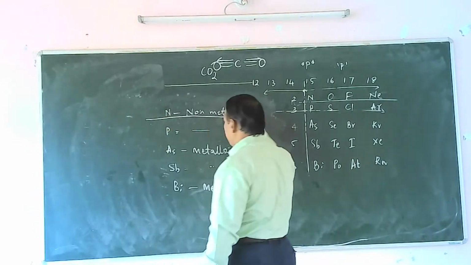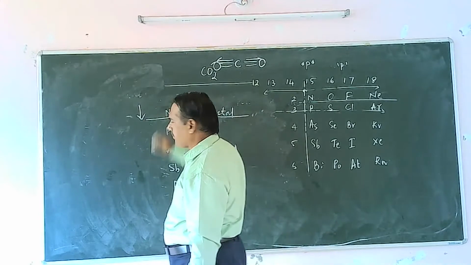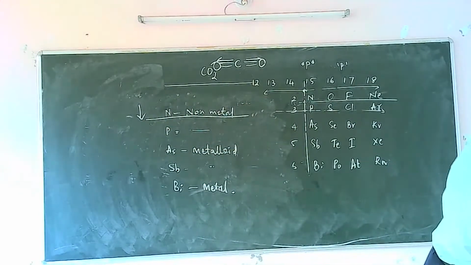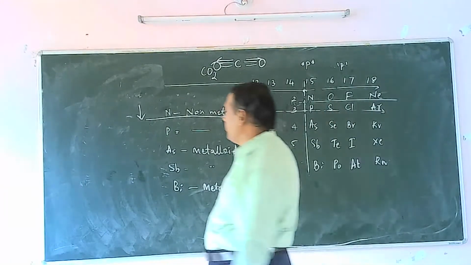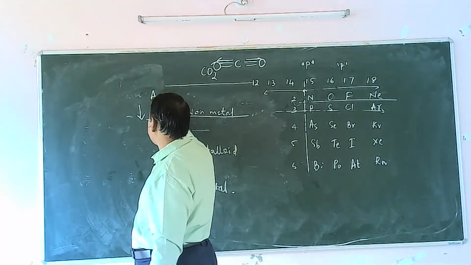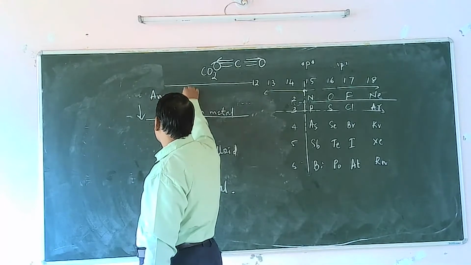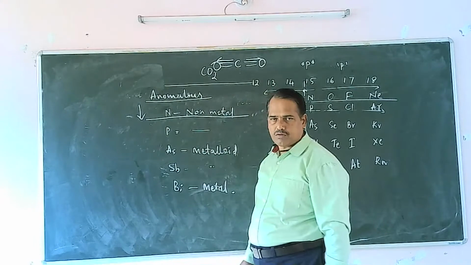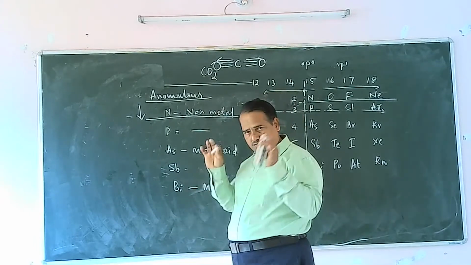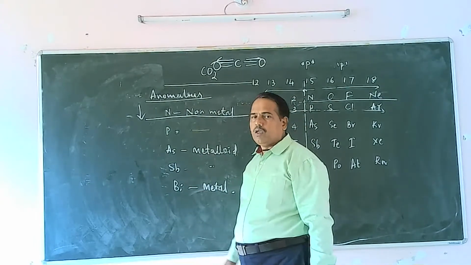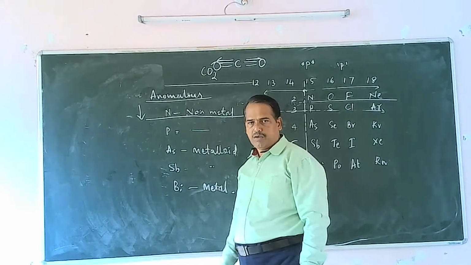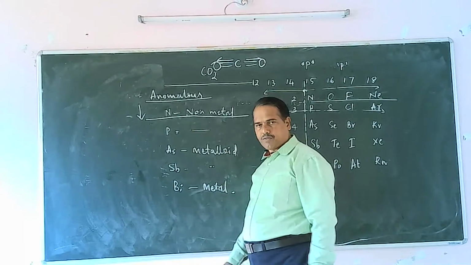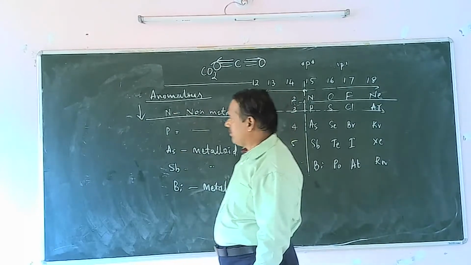Why is nitrogen quite different? That difference in properties is called anomalous behavior of nitrogen. Anomalous means different. Even though they are placed in 15 group elements, nitrogen is different from the other elements. Why? The important reasons are as follows.